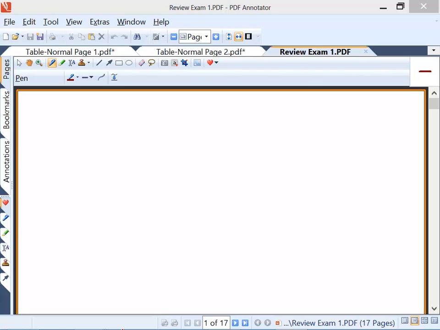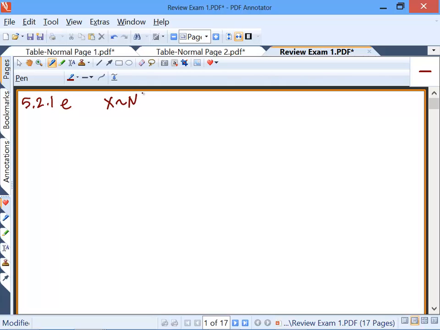Exam. You remember that our exam request has been made for this. This wasn't actually from your review per se, but from the homework. So this is exercise 5.2.1e. Okay. So what it tells us is we have X has a normal distribution with mean 3.2 and variance 6.5.